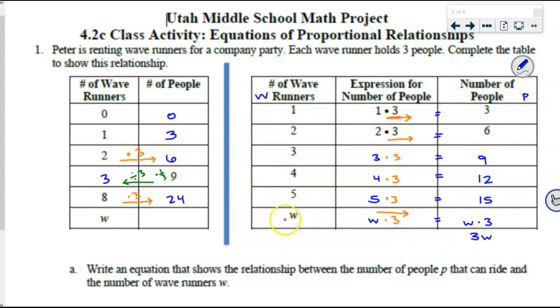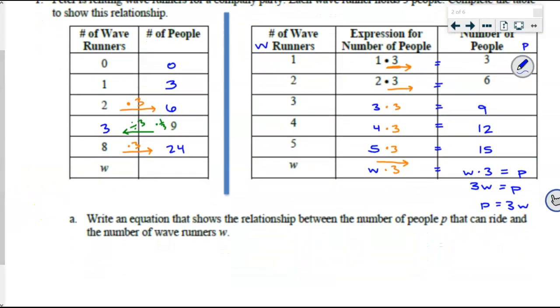So when I have W wave runners, I still go forwards across the table by multiplying it by 3. And when I end up in this column, that tells me how many people can ride, or how many P. That's our equation. W times 3 is equal to P, or 3W equals P, or P equals 3W. All of those are the exact same thing, different ways of representing that same information. So we've written 3 different versions, and for now, I do want you to write all 3 versions so that you can get in the habit of seeing them multiple ways and recognizing that they all mean the same thing.